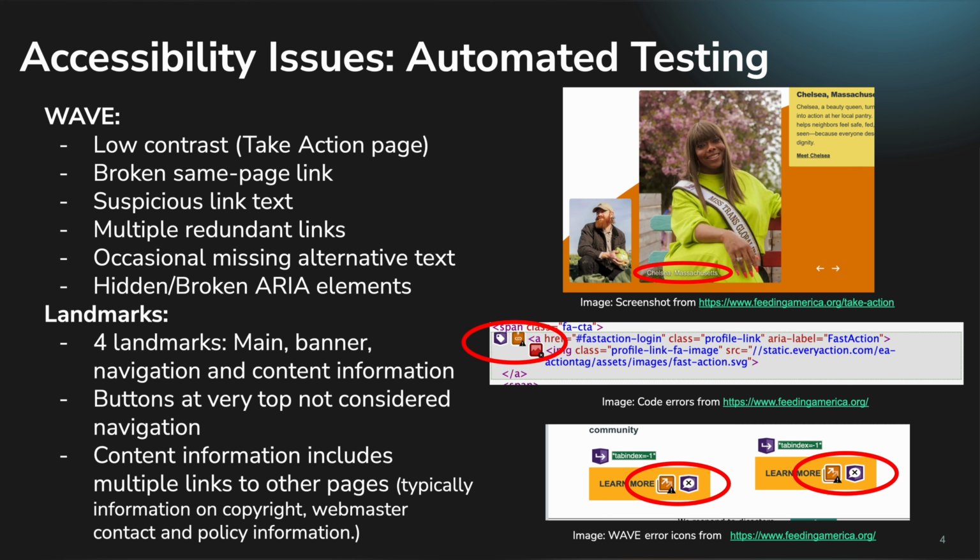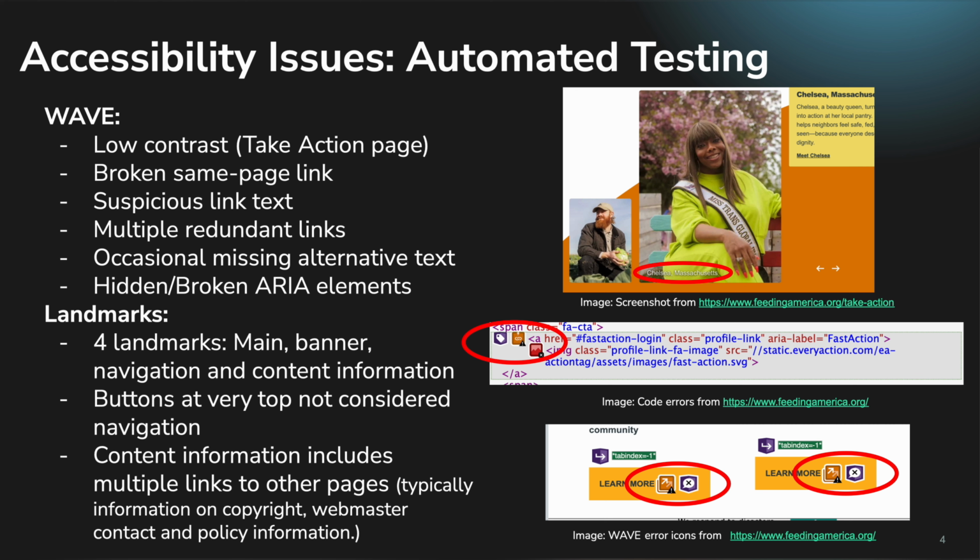Content with ARIA elements that are broken or hidden do not generate content for screen reader users to hear. I had this issue pop up when I was testing the VoiceOver, which I will talk more about later. For landmarks, I found that there were 4 landmarks that were categorized: main, banner, navigation, and content information.